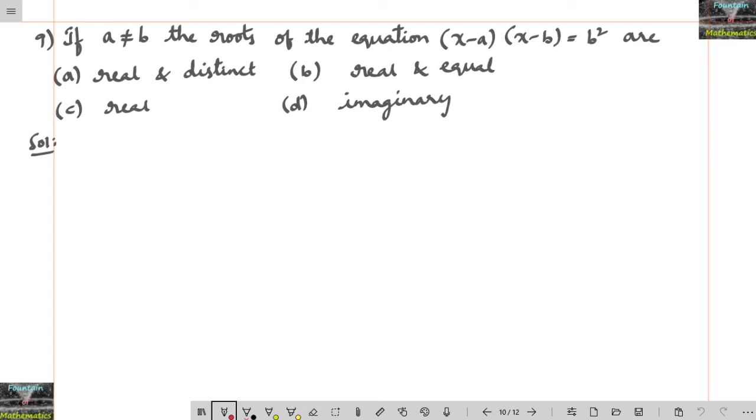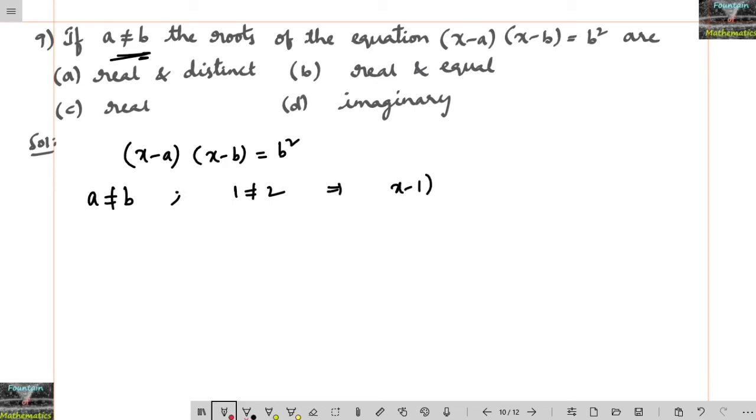If a is not equal to b, the roots of the equation (x minus a)(x minus b) equal to b square are: whether roots are real and distinct, real and equal, or real and imaginary. Okay, for this problem, instead of going with some method, let's go with a trial. Since a is not equal to b, as 1 is not equal to 2, a is equal to 1 and b is equal to 2. Which implies here (x minus 1)(x minus 2) is equal to 2 square.